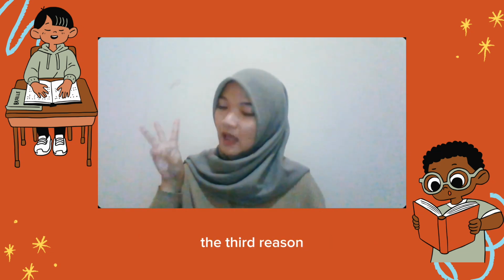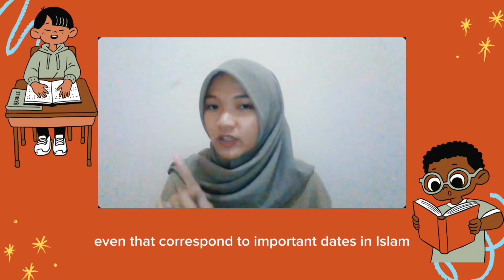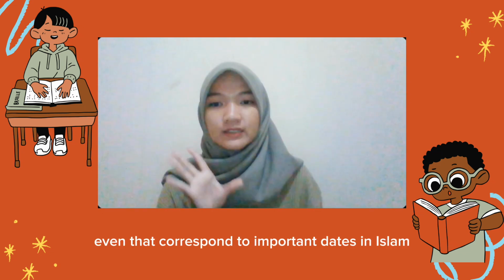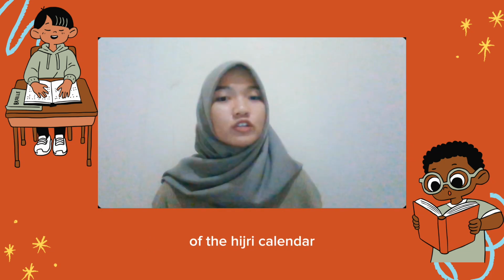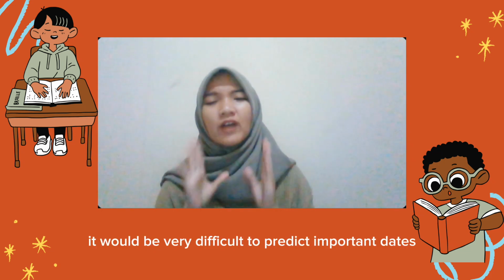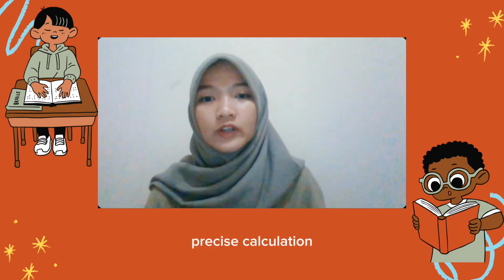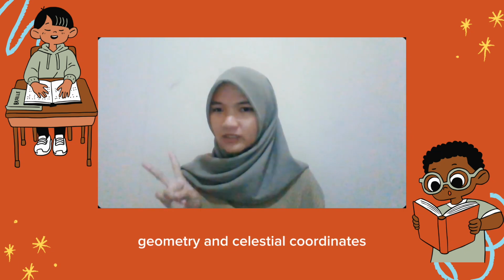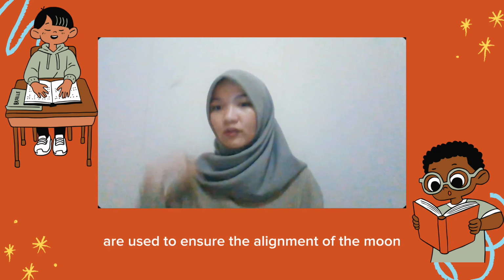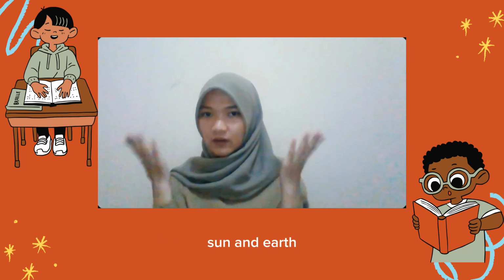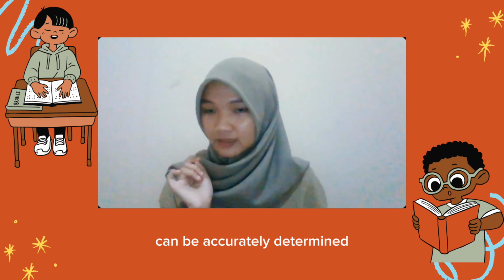The third reason is that math is important in determining astronomical events that correspond to important dates in Islam. Without the mathematical calculation of the Hijri calendar, it would be very difficult to predict important dates. Precise calculation using trigonometry, geometry, and celestial coordinates is used to ensure the alignment of the moon, sun, and earth so that the Hijri calendar can be accurately determined.